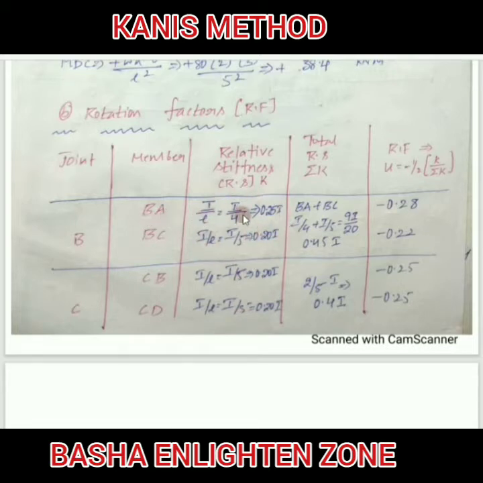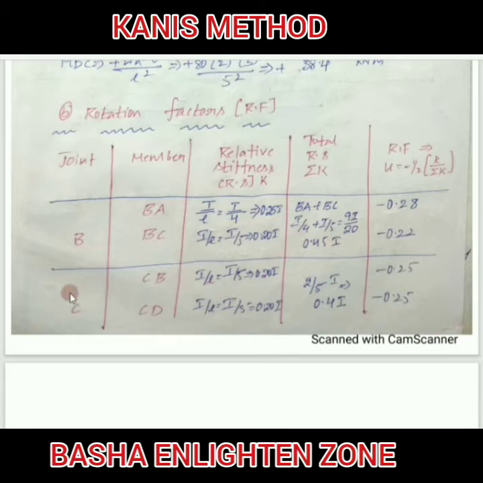For example, BA equal to I by 4. If you simplify this one, you will get 0.25. Like that, all these are the individual members. Then in our table, there will be total relative stiffness, meaning the sum of the relative stiffness. So you have to sum that particular joint's members, not all the members. For example, see here, I am going for joint B. I am summing these two only. So total relative stiffness means summing these two, that is I by 4 plus I by 5. That will be equal to 9I by 20. If you simplify that one, you will get 0.45I.